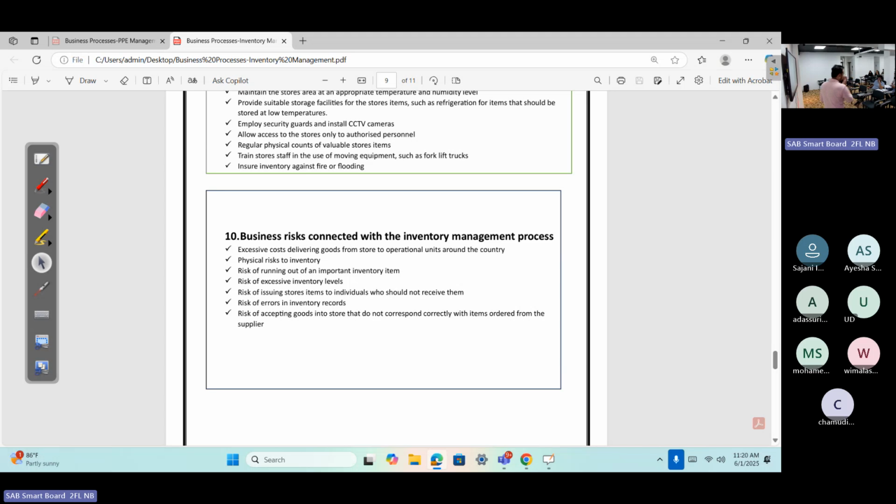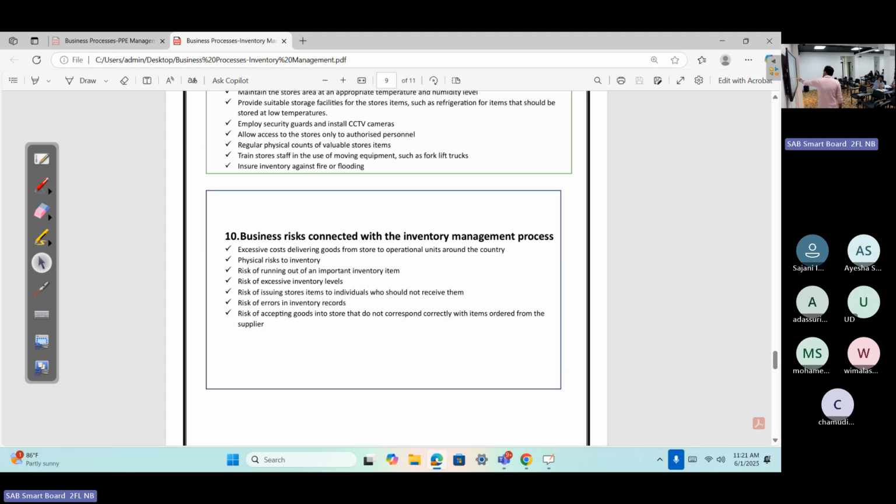Like with packet items, your expiry date is only 4 days. If you purchase more than your demand, then you will be compelled to make provisions for those items. So that will come to your P&L expenses. So this physical risk, excessive cost of delivering goods from store to operational units around the country, risk of running out of important inventory items. If items are not available to fulfill your customer demand, that will impact your business. So that's also risk. Risk of excessive inventory levels. If 100 demand is there, but you have 150 items, that's also a problem. It will increase your holding cost.